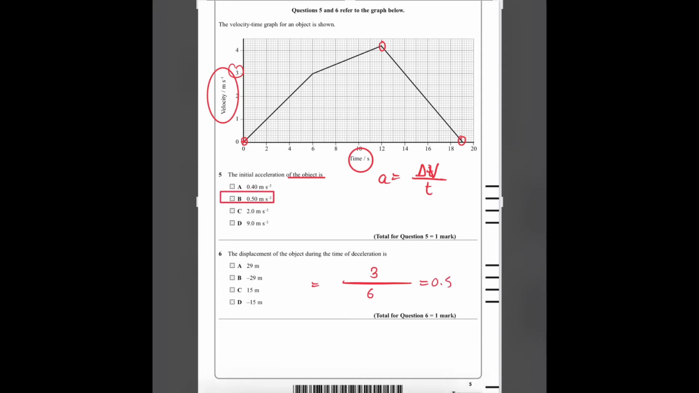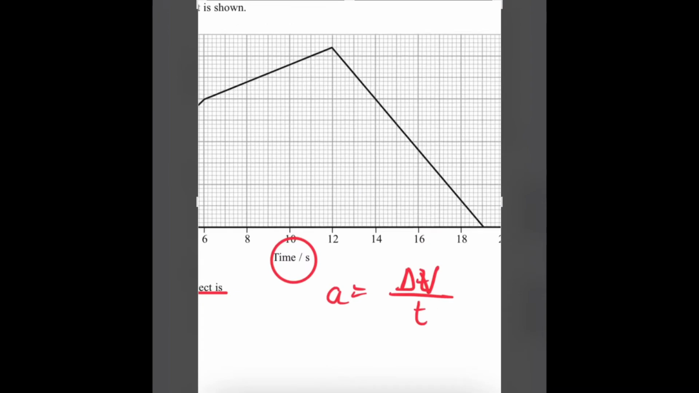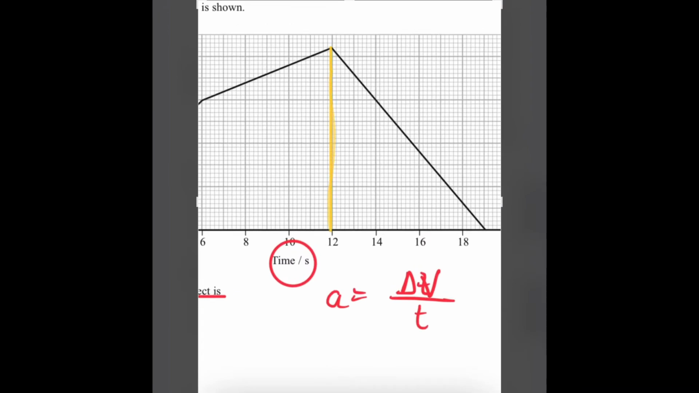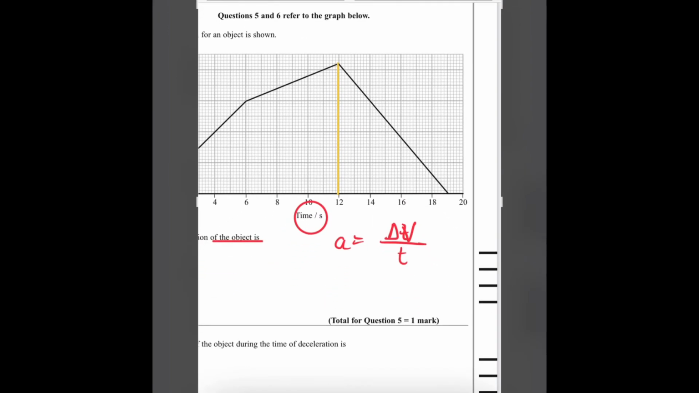Then we have number 6. Number 6 says that the displacement during the time of deceleration is. The period of deceleration is this one, and we need to find the area under the graph for this. If we draw a line, we can see that this is the area under the graph. So this is the displacement.